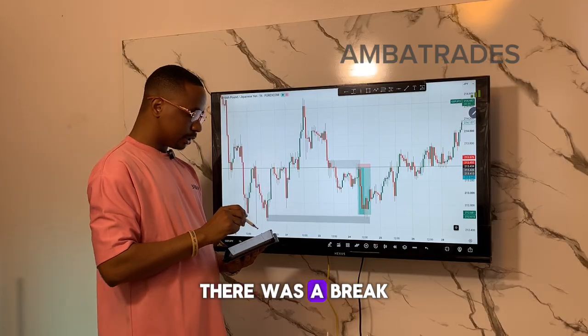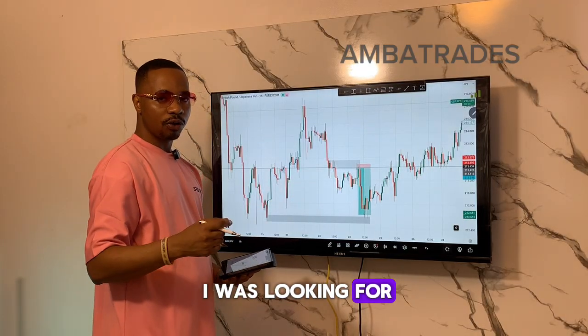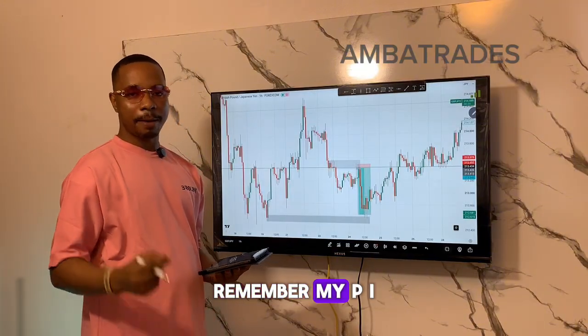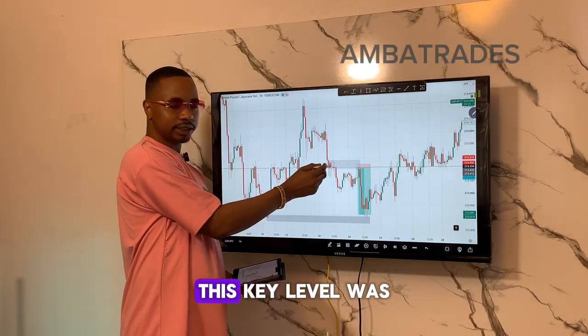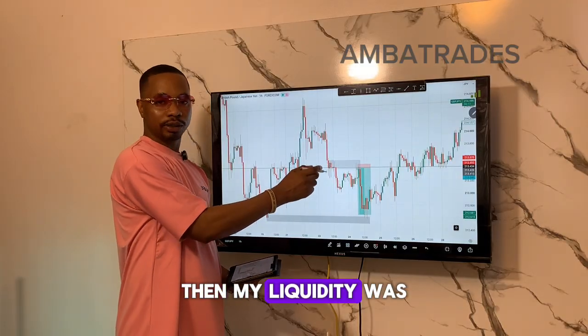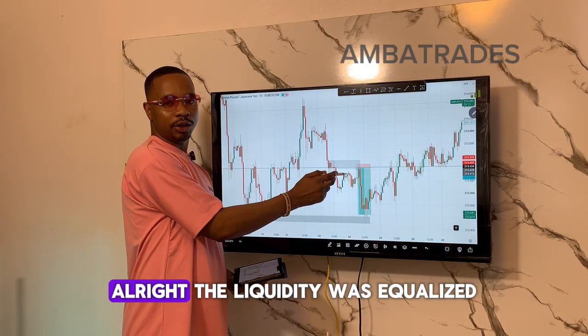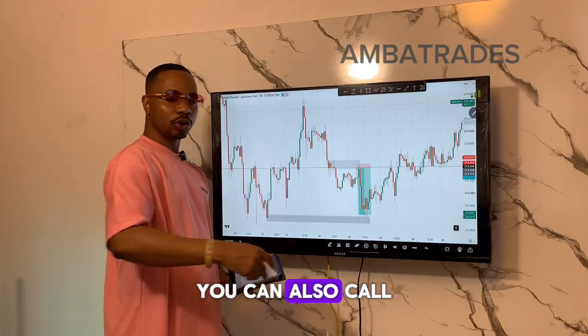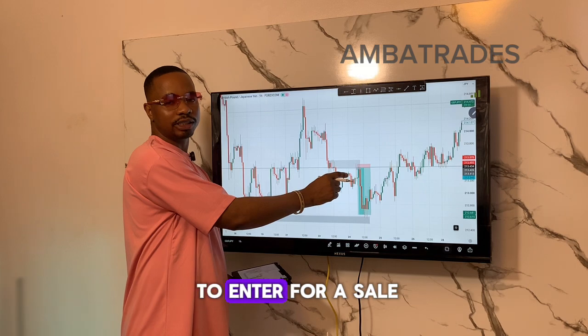There was a break of structure here, to the downside. And the next thing I was looking for was my liquidity. Remember, my POI is already active. This particular point was my POI. This key level was my POI. Then my liquidity was these equal highs right here. Liquidity was equal highs. You can also call it inducement. Now, this is just to lure some traders to enter for a sell.